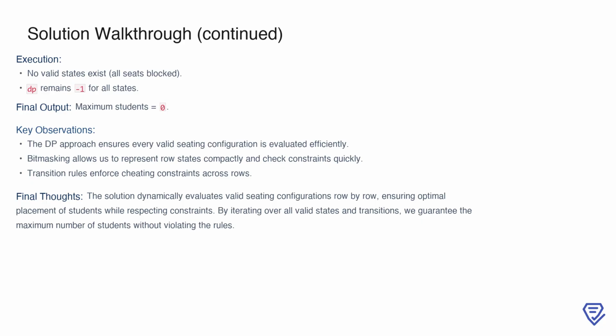To summarize, the dynamic programming approach combined with bit masking efficiently evaluates all valid seating configurations row by row, ensuring optimal placement of students while adhering to the constraints. This method leverages compact row state representations and transition rules to systematically handle both standard and edge cases, guaranteeing the maximum number of students can be seated without violating the rules.